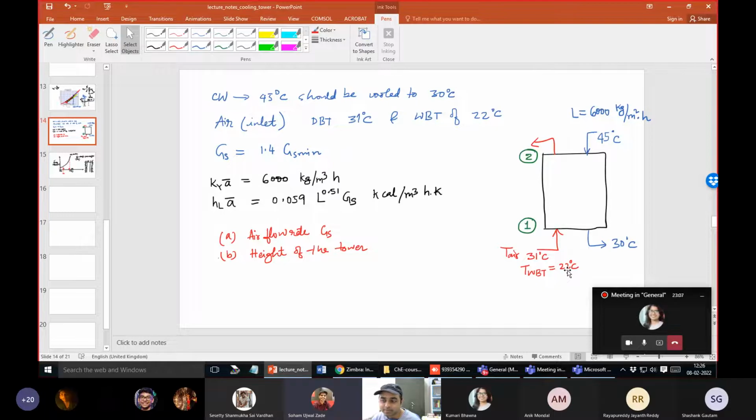Sir, at the inlet, is it close to 10 kilojoule per kg of dry air? At the inlet? Sir, I was saying, at the inlet, is the enthalpy close to 10 kilojoule per kg of dry air? Are you sure? No. How do you find out?